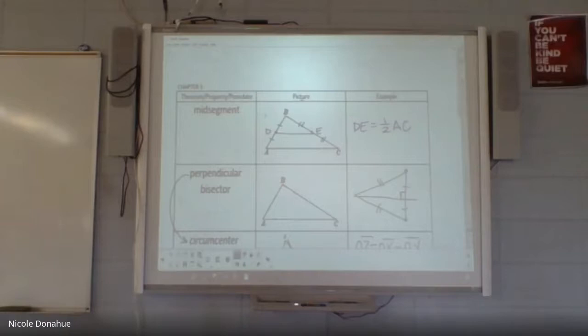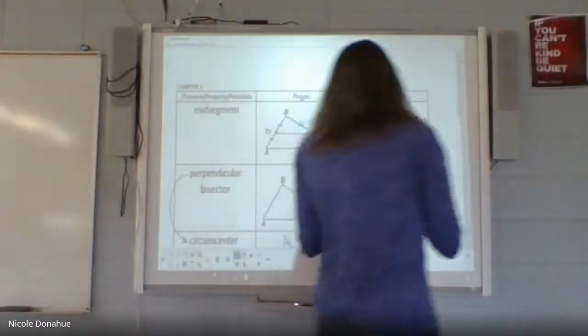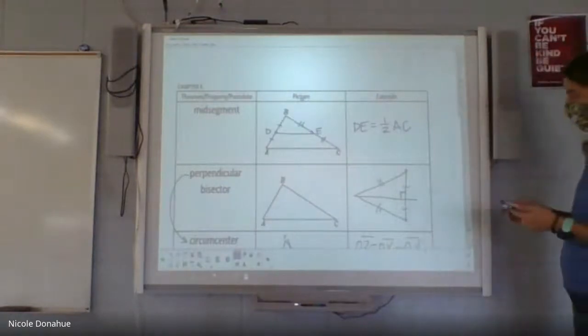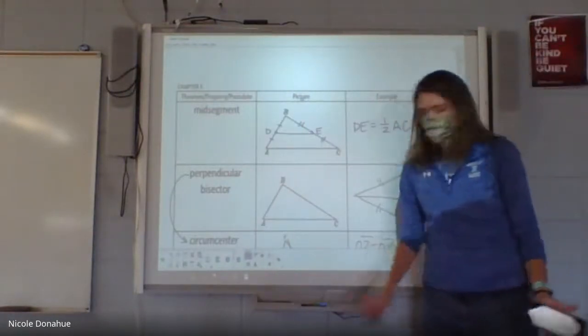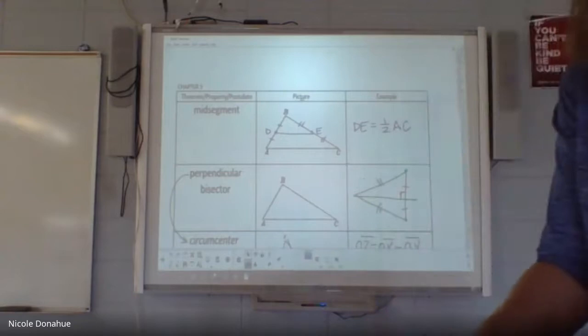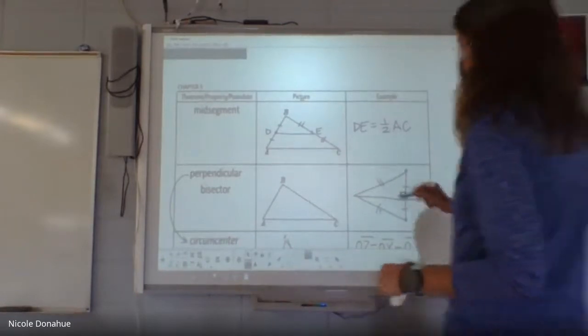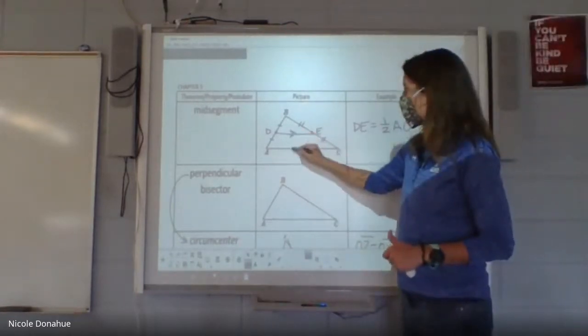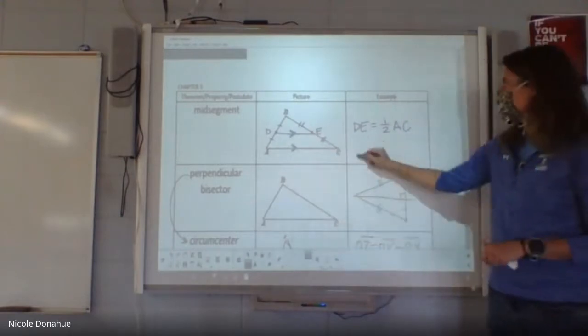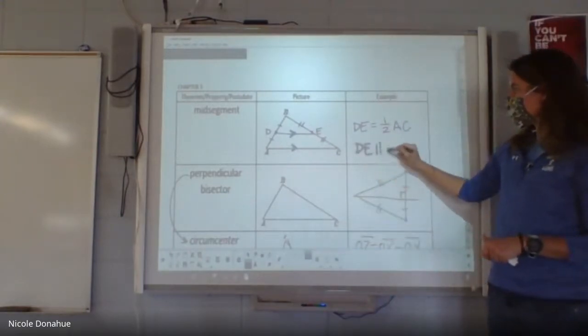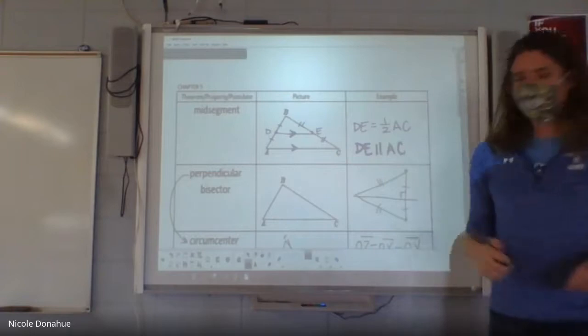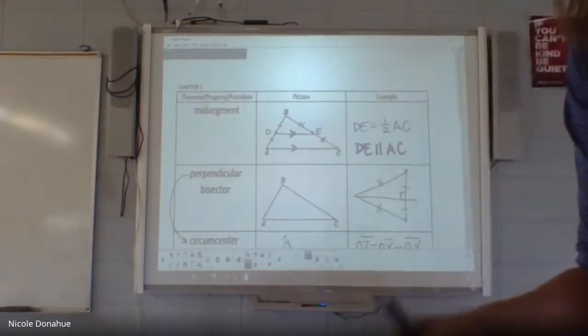Let's see, I know I want to write the inequalities on here. Let me make sure of one of the things we forgot to write last time. With the mid-segment, remember that these two are going to be parallel. So DE would be parallel to AC. Important to note.